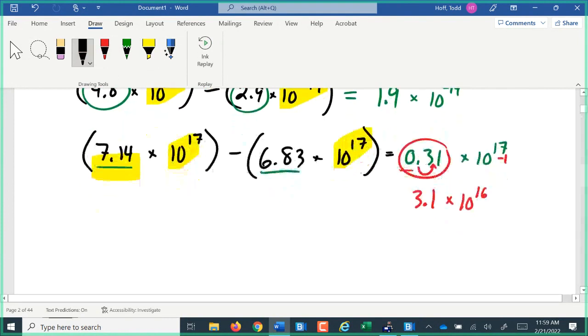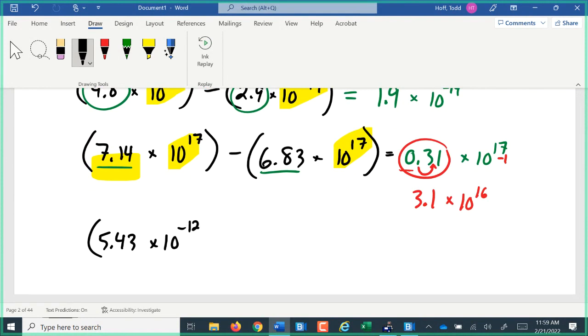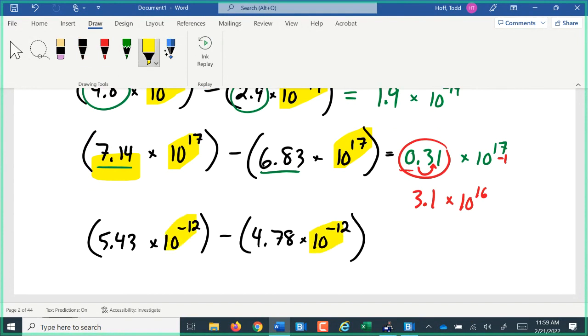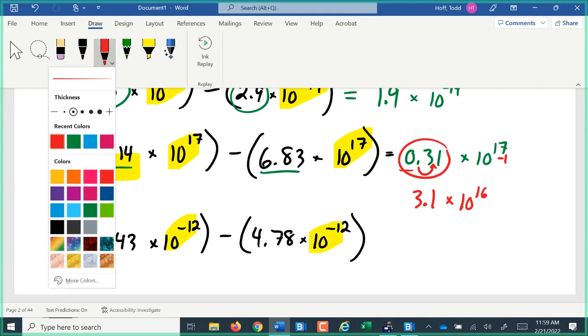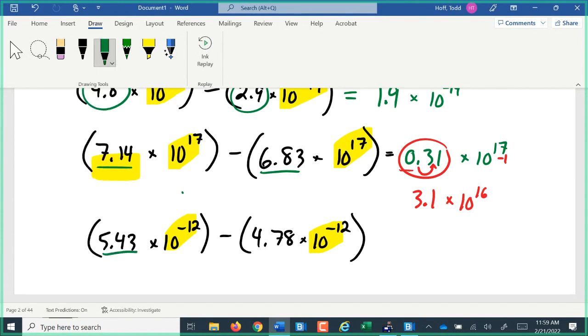Again, we need to be careful if our power is negative. If I have 5.43 times 10 to the negative 12 minus 4.78 times 10 to the negative 12. Again, we have the same power of 10. We can go ahead and combine our counts. 5.43 minus 4.78 equals 0.65 times, keep our same name of 10 to the negative 12th.